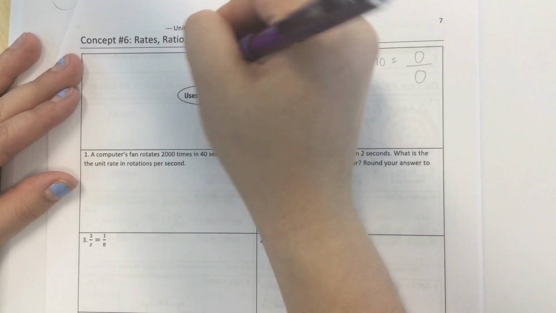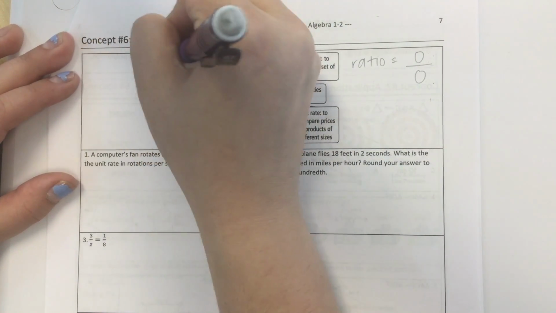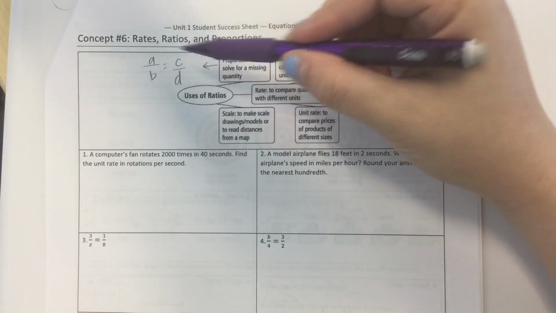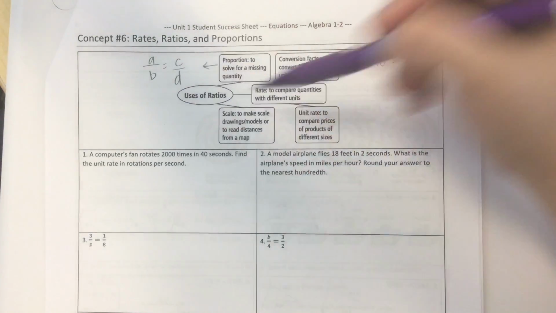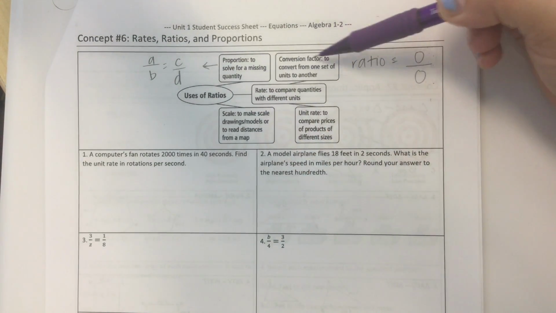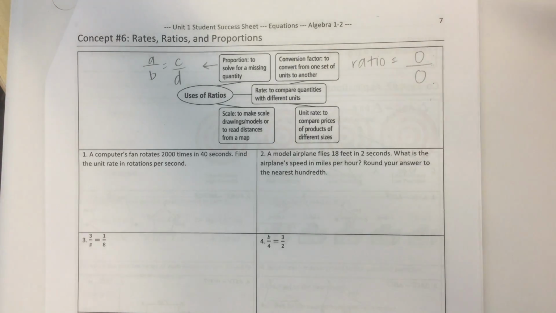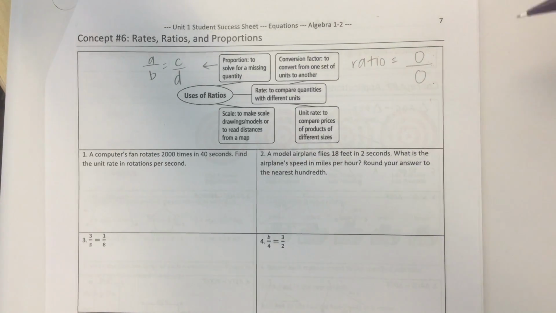So a proportion looks like this: A over B equals C over D. That is a proportion where I have two ratios equal to each other and I want to solve for something. All right? So a couple other things on here: a conversion factor is to convert from one set of units to another. So let's say I want to convert from Fahrenheit to Celsius, or miles to kilometers, or miles to feet, or feet to yards, or something like that.